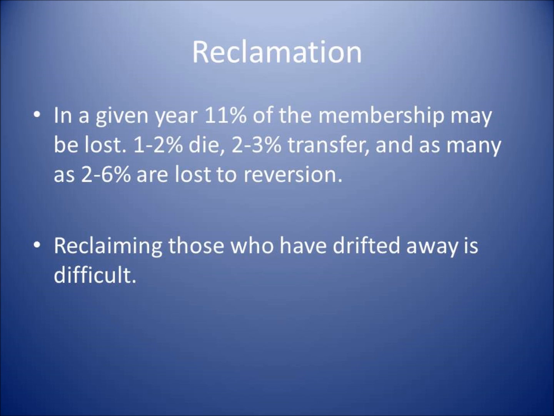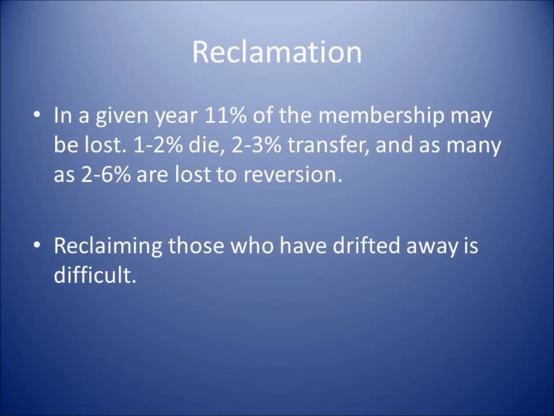It can be broken down in this way. 2% likely will die. 3% will move away or transfer their membership to another congregation. And as many as 6% are lost to reversion. Reversion meaning they just simply go back to a way of life. They revert back to a way of life that does not include the church.